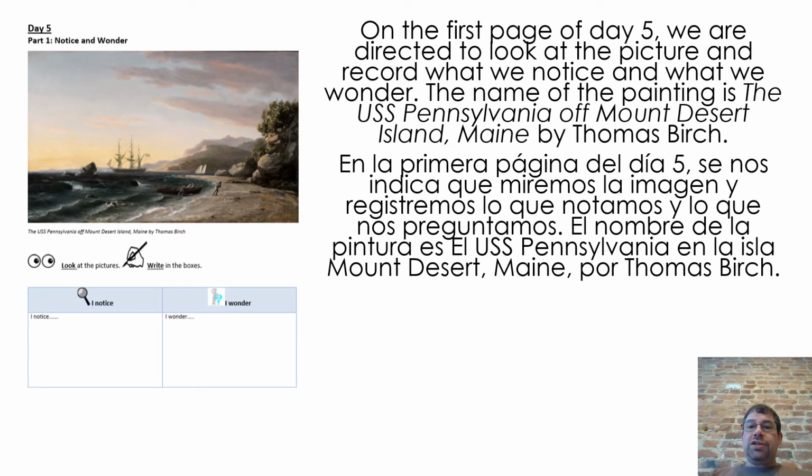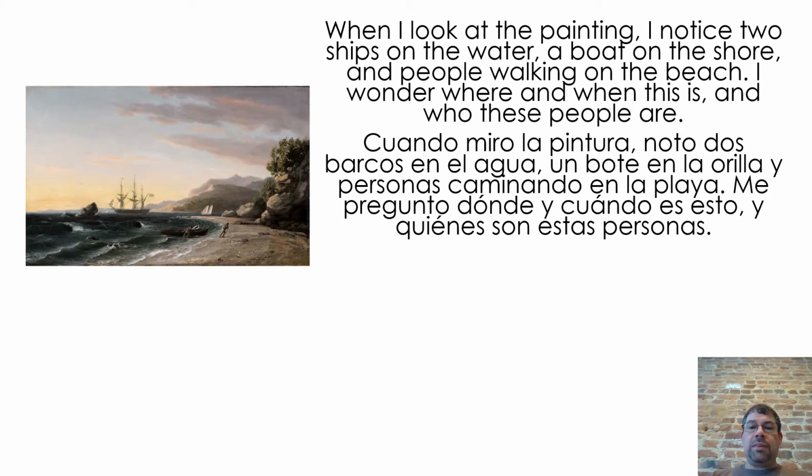On the first page of day 5, we are directed to look at the picture and record what we notice and what we wonder. The name of the painting is The U.S.S. Pennsylvania off Mount Desert Island, Maine, by Thomas Birch. When I look at the painting, I notice 2 ships on the water, a boat on the shore, and people walking on the beach. I wonder where and when this is and who these people are.